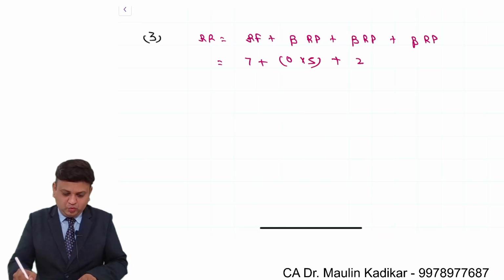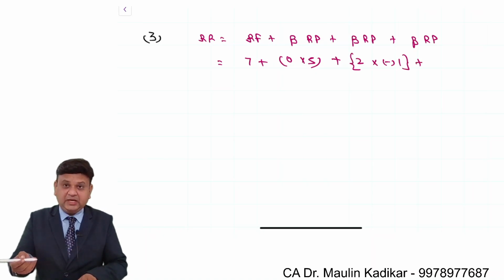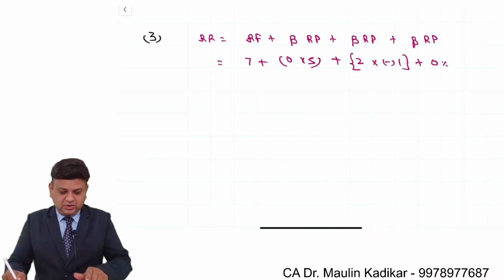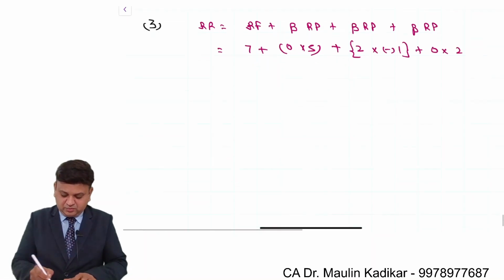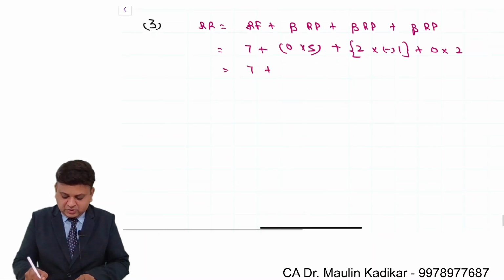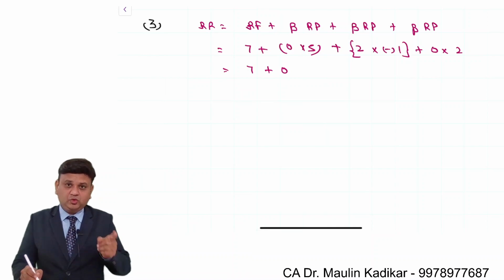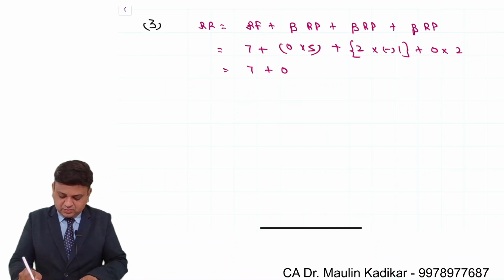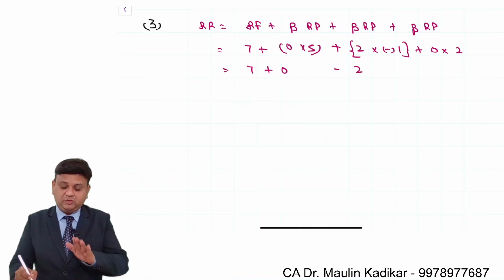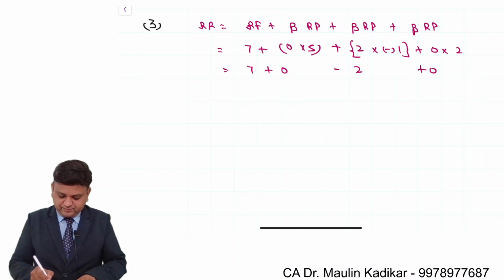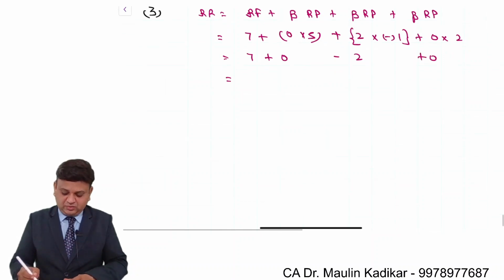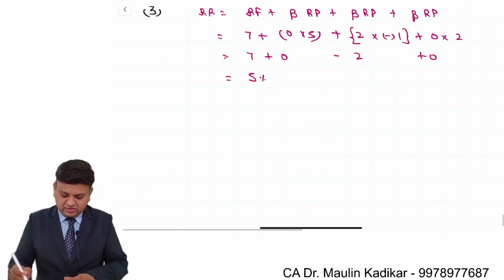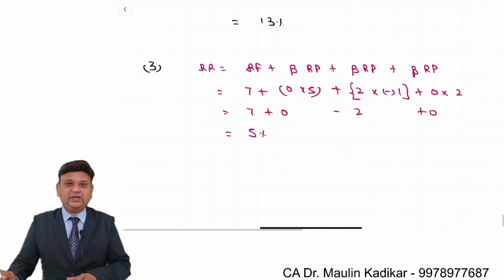Beta is 2 and risk premium is -1. Again, beta is 0 into risk premium of +2. So 7 plus 0, 2 into -1 is -2, 0 into 2 is 0. So 7 minus 2 comes to 5%. This is the way required rate of return is calculated.